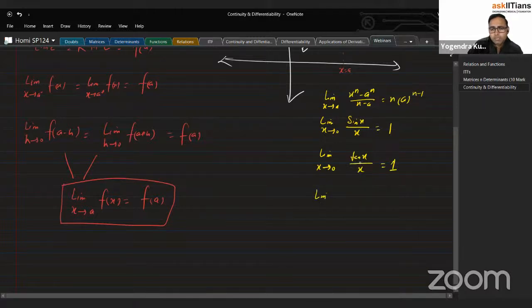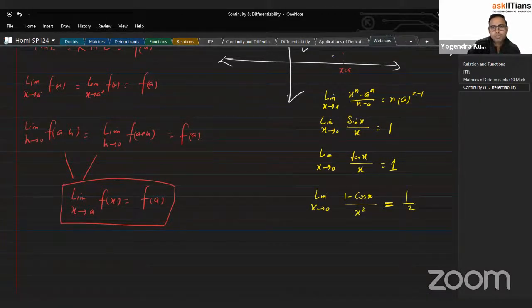Now cos x, there is nothing like that. Okay, for cos x, if you want to remember, you can remember this: 1 minus cos x divided by x square. It will be how much, guys? 1 minus cos x divided by x square will be how much? Half, right? Everyone knows that. Is it 1? Half.